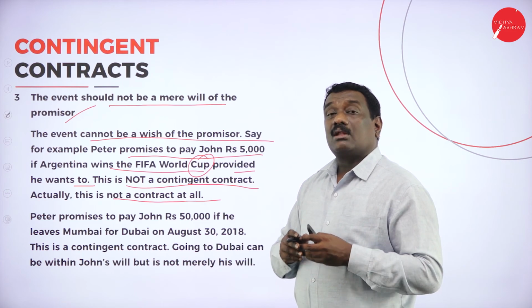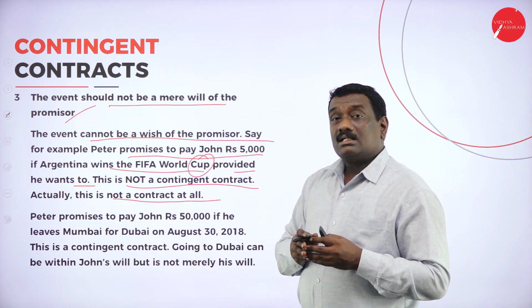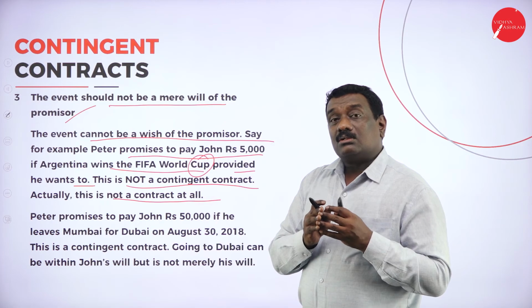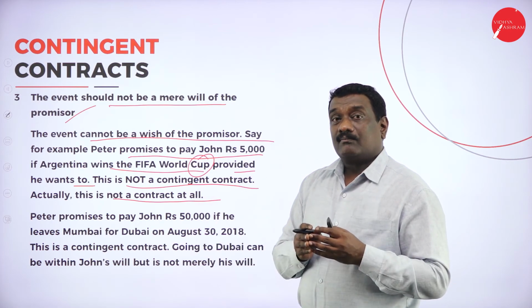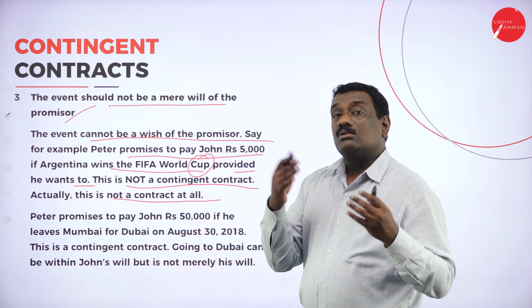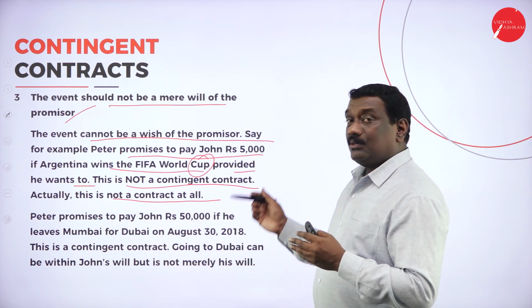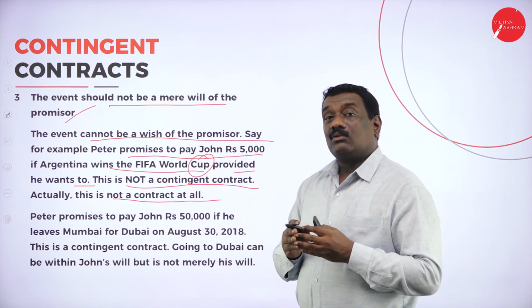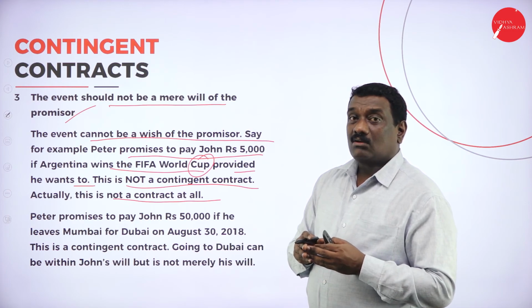A contingent contract cannot depend on the wish of the promisor. Something has to be done or something has to happen. You have to do it or you should not do it. That is what it says: a contract dependent on the happening or non-happening of some event is called a contingent contract.